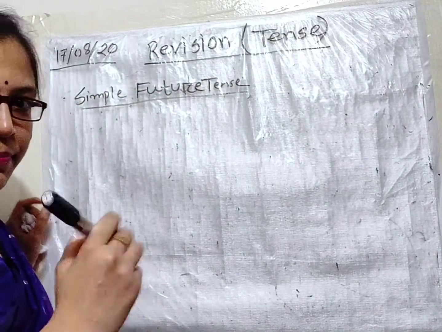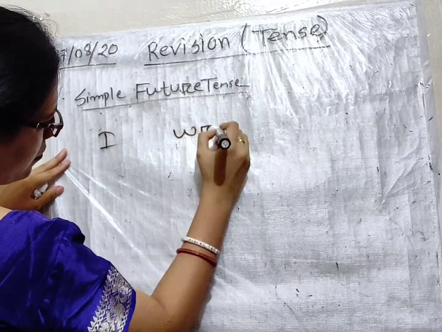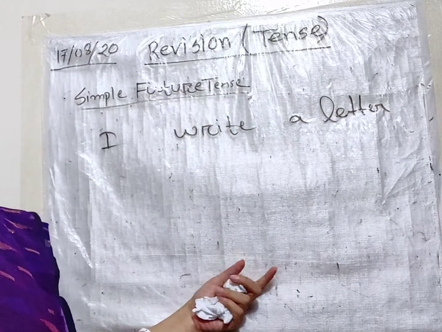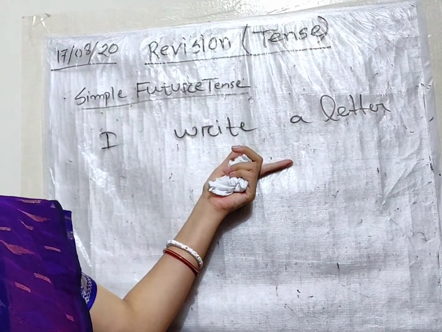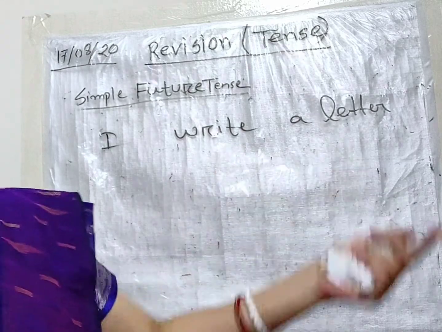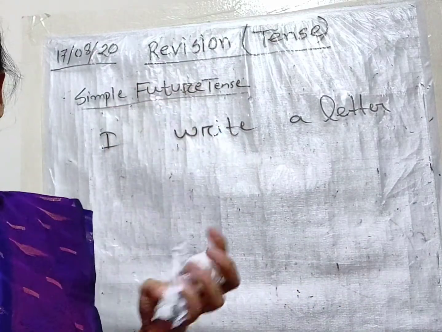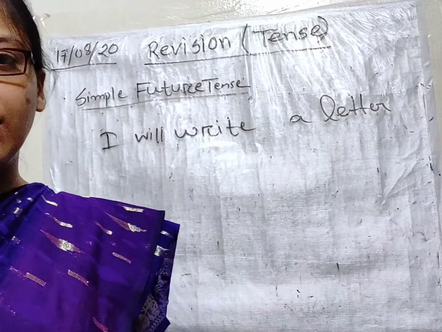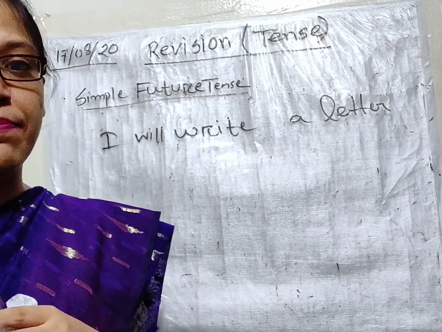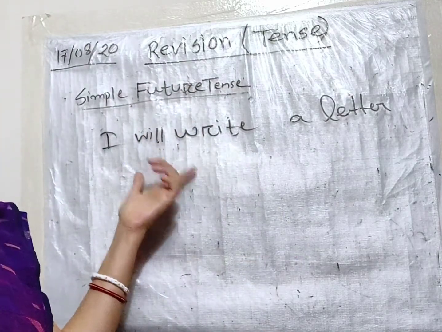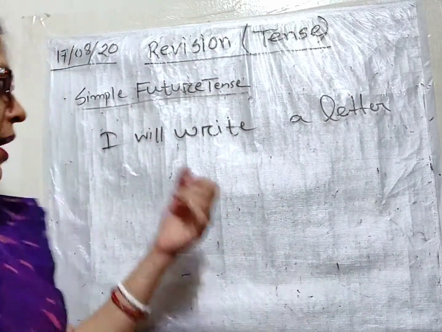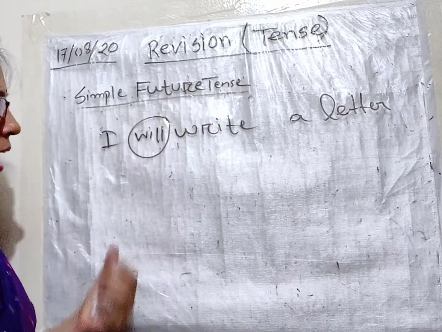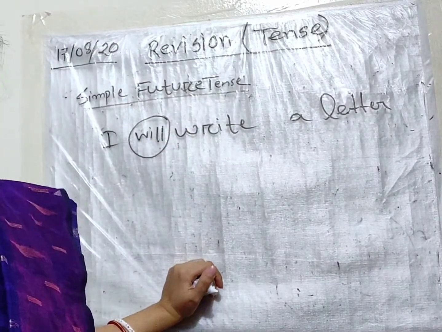So the example is, I write a letter. You know that it is a structure of simple present tense. So what is the difference for simple future tense? Yes, there is a difference. That is, we have to use will. Whenever we are writing in simple future tense, we have to use will before the main verb, and this will always express future tense.